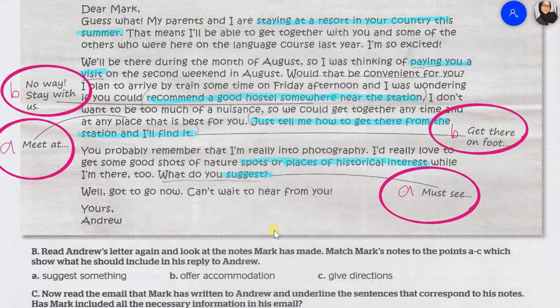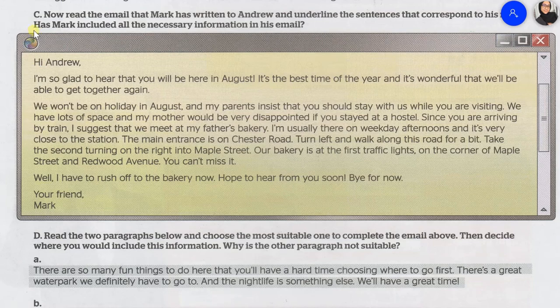Okay, so there you go. So basically these are the parts where Mark needs to reply, needs to respond to. Okay, let's move on to task C.